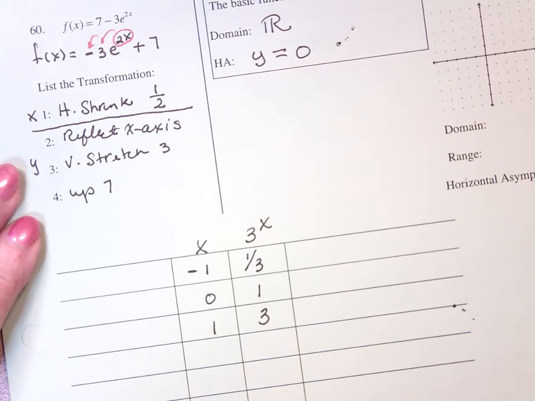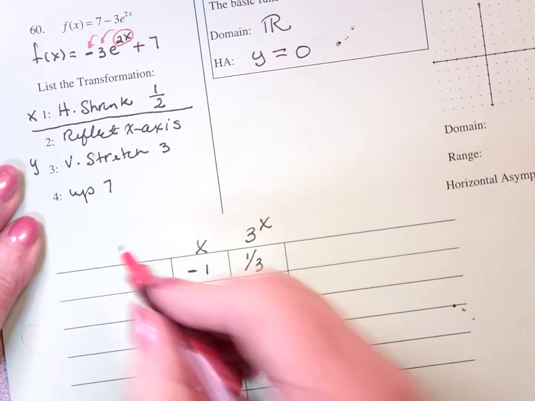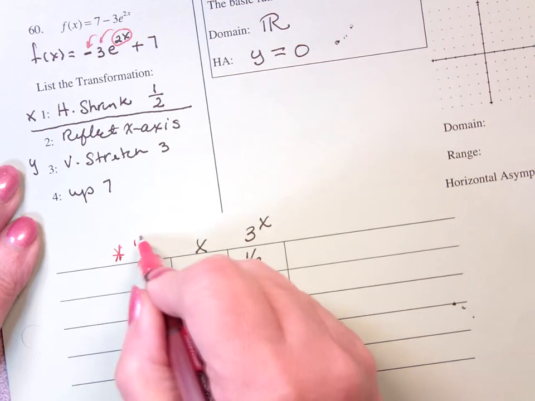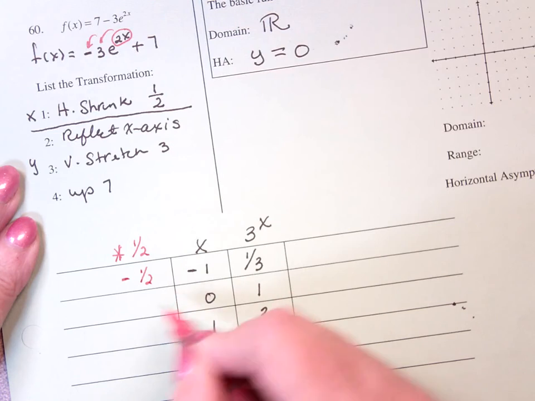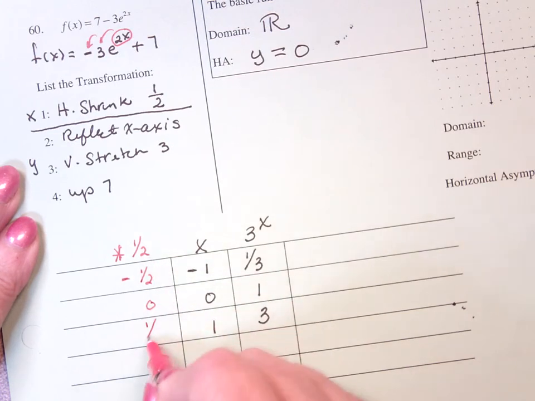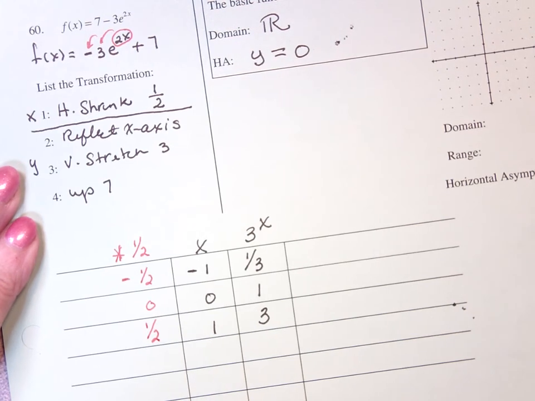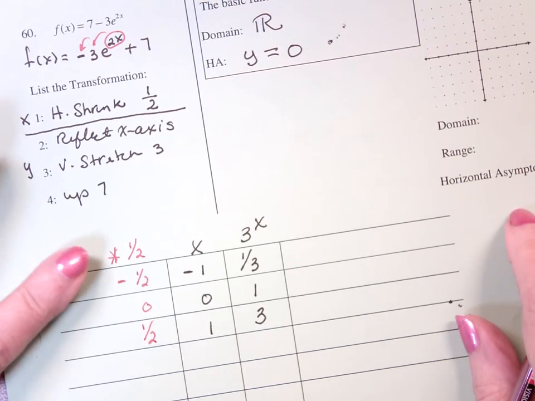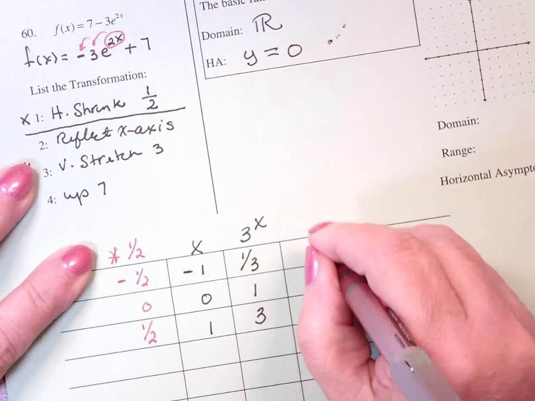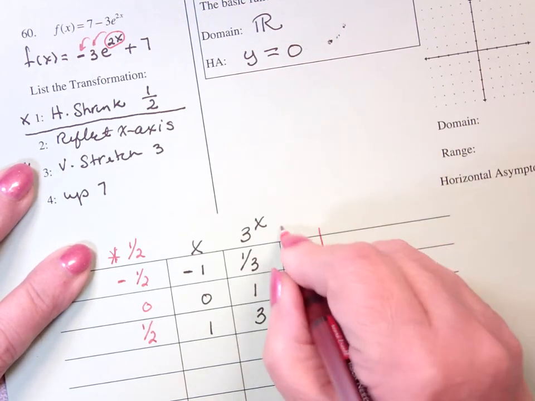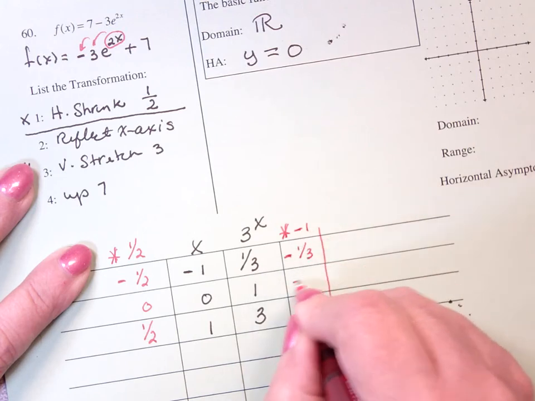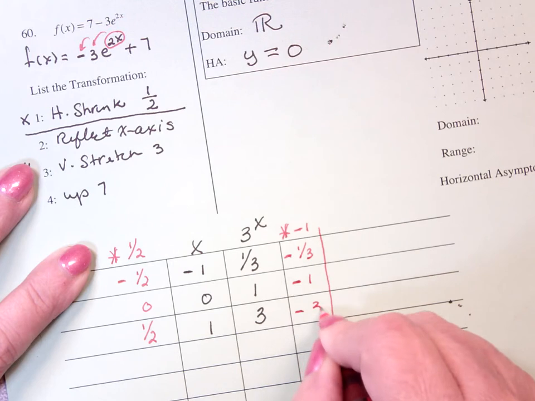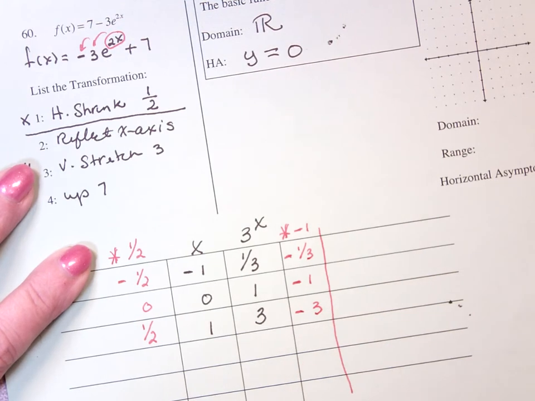So horizontal shrink factor of 1/2 means I'm going to multiply all the x's by 1/2. So I'll have -1/2, I'll have 0, I'll have positive 1/2. I'm going to smush the graph. Now I'm going to reflect over the x-axis, which means I'm going to multiply the y's by -1. So I'll have -1/3, -1, -3. I've just flipped him upside down.